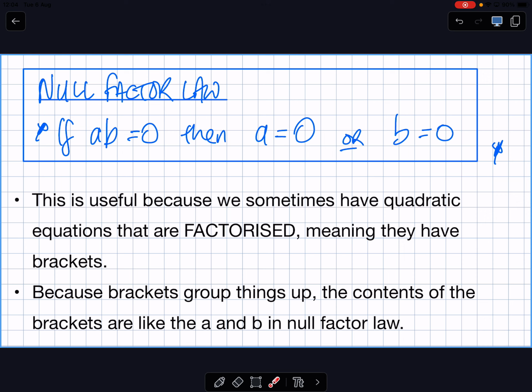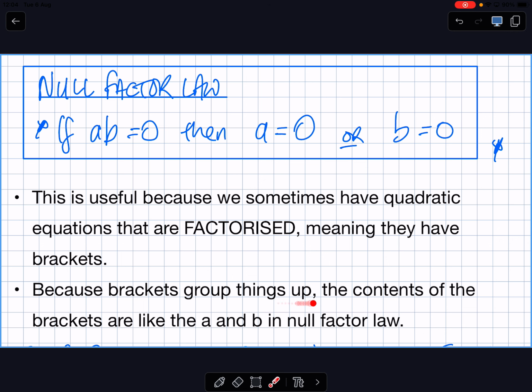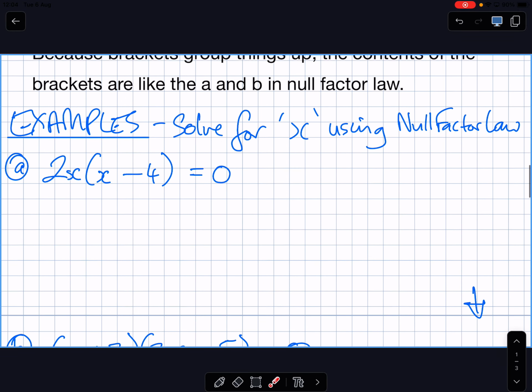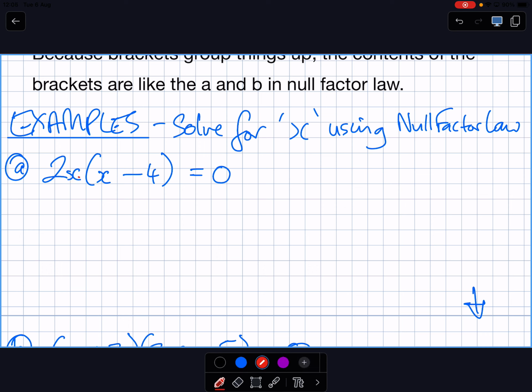Why is that useful? Because we sometimes have quadratic equations that are factorized, meaning they're in brackets. What was factorization? Putting the expression back into brackets. Because brackets group things up, the contents of the brackets are like the a and b in Null Factor Law. So, for example, I want to find what x is using Null Factor Law here. What's the sign in algebra between the 2x and the brackets? Times. There's a times there, I just don't write it. So I'll write it in for your benefit.